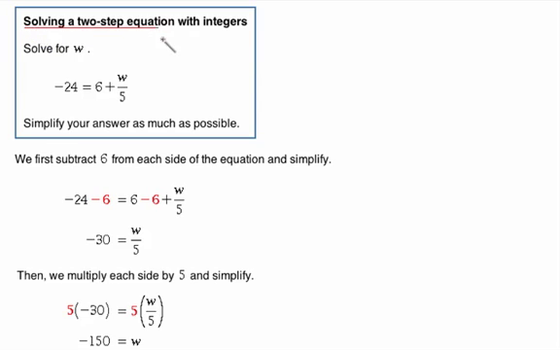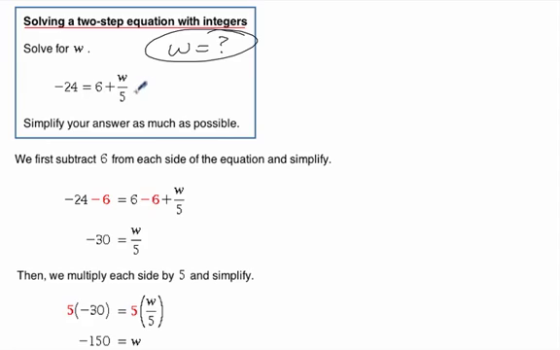Okay, solving a two-step equation with integers. So we want to solve for w. Remember, that means we want to end up with something like w equals whatever as our final answer. So we're going to have to do some algebraic manipulation here in order to get this w all by itself.